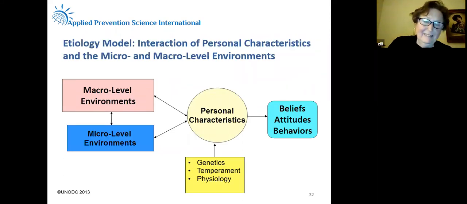This is a simplistic slide trying to depict the different influences on us. So think of your own family, for instance. Many of you may have siblings. The first micro level environment we encounter when we are born is our family.